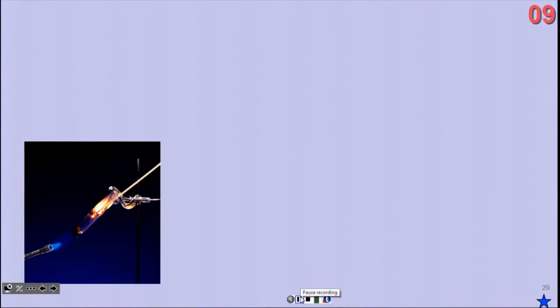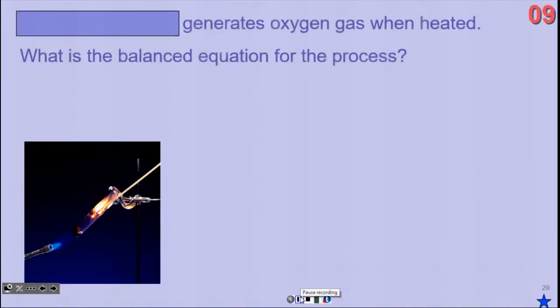So let's look at another example. In this picture, we see a Bunsen burner heating up something in a test tube. That is an interesting reaction, so we're going to see what it is. There's a compound in there that's going to generate oxygen gas when it's heated, and then we'll have to figure out what the balanced equation for the process is. So we're heating it up and making oxygen gas.